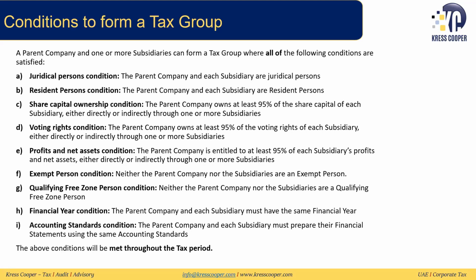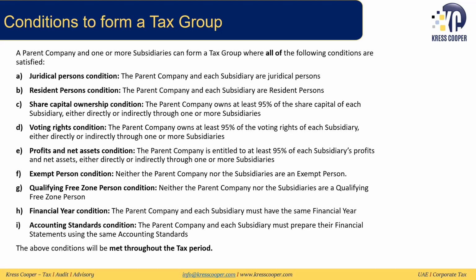Then we looked at the financial year condition. The parent and each subsidiary must have the same financial year. In case the financial year is different, then one of them has to align with the other. So either the parent can align with the subsidiaries or the subsidiary can align with the parent. But all of the members of the tax group need to have the same financial year.